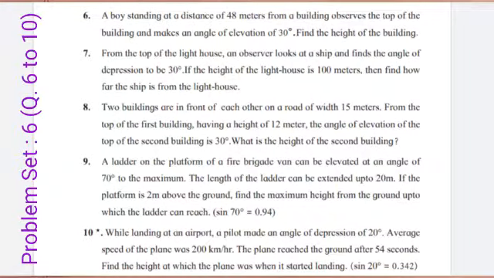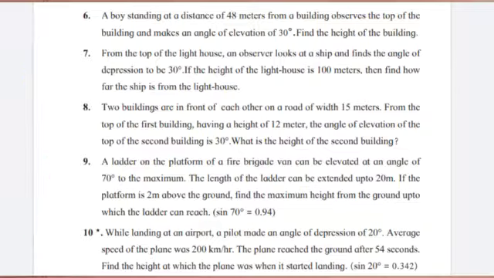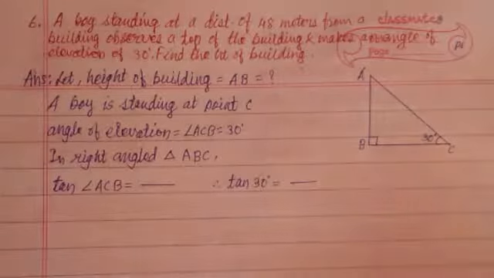In mathematics second, means geometry, sixth chapter is trigonometry, and problem set 6. Question number 6. A boy standing at a distance of 48 meters from a building observes the top of the building and makes an angle of elevation of 30 degrees. Find the height of the building.